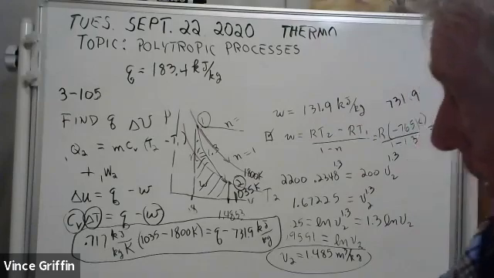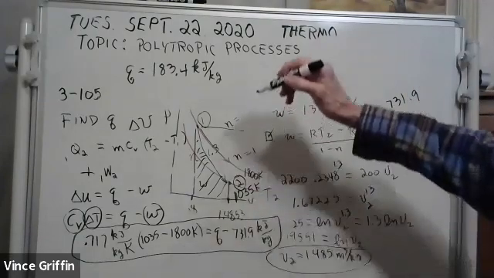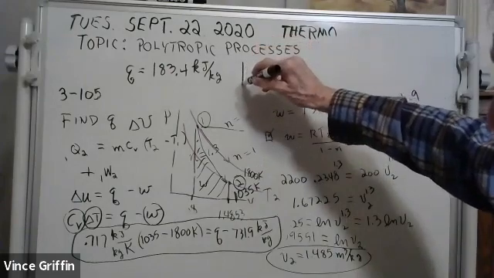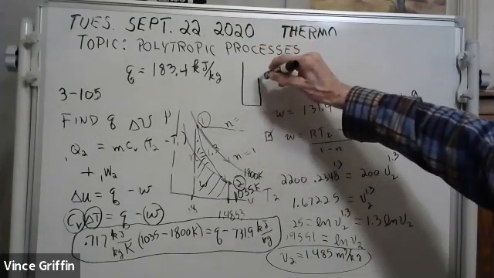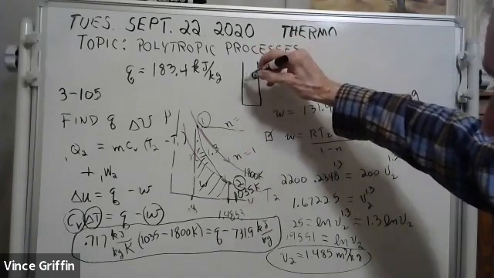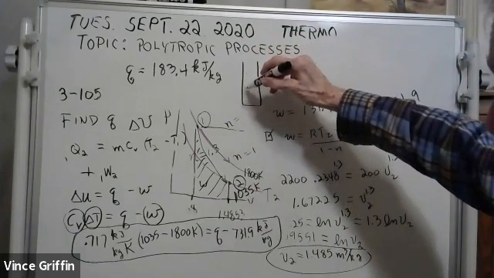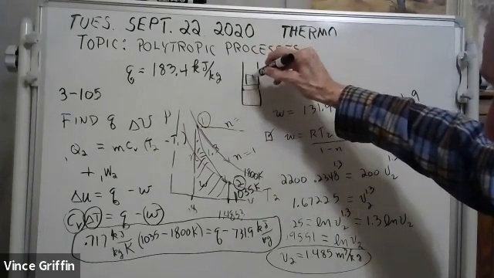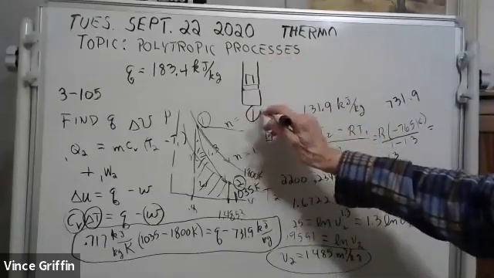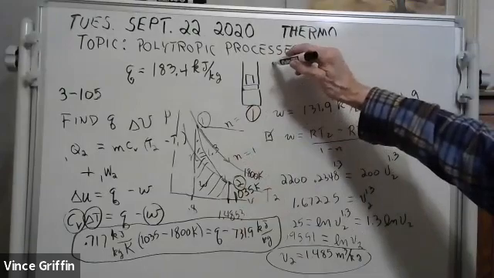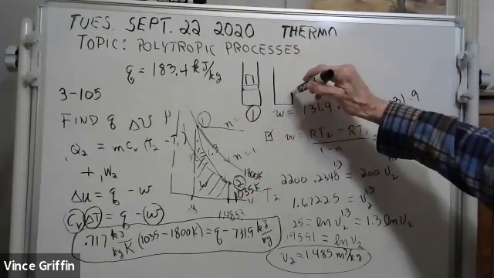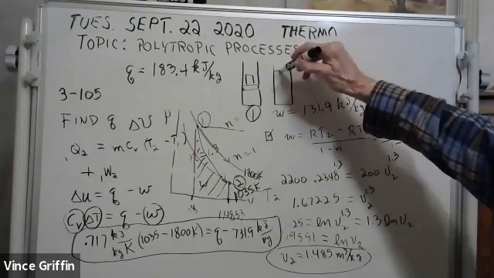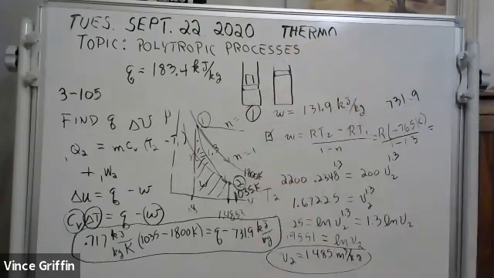Now let me draw you that device sketch. I erased it, doggone it. But remember, it was like this, and we had a heavy weight on it, didn't we? State 1. State 2, we took the weight off, the volume went up, pressure went down, temperature went down.